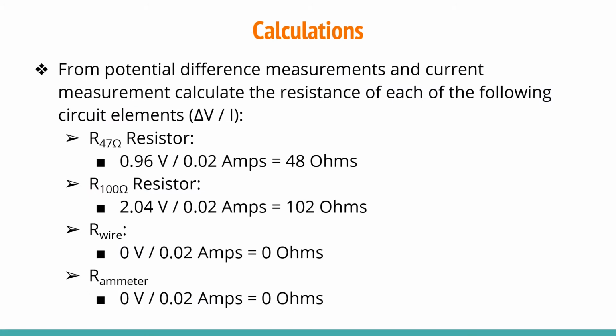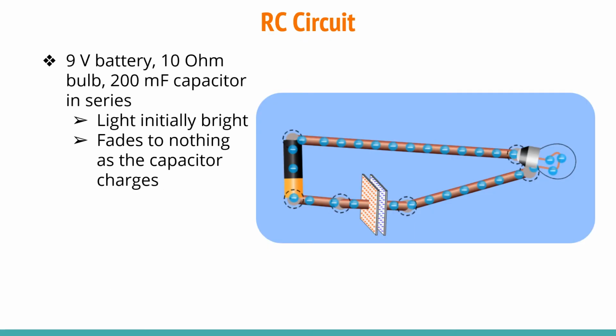Using the recorded potential differences and currents, I calculated the expected resistance of various elements. The calculated resistance was slightly higher than the actual resistance. This can be attributed to the lack of precision provided by the ammeter. In the second part of the experiment, I explored RC circuits. To begin, I connected a 9-volt battery, 20 ohm light bulb, and a 200 millifarad capacitor in series. I observed that the light is initially bright, however it dims and turns off as the capacitor charges.